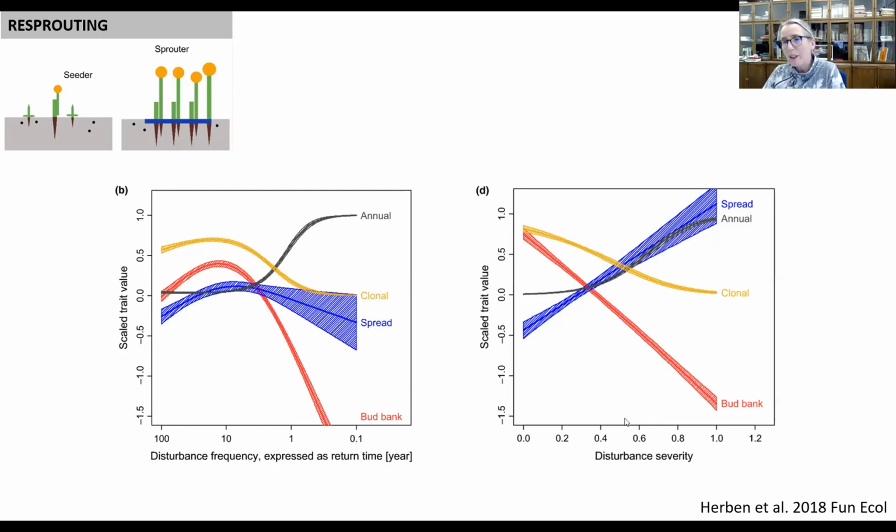According to the disturbance severity gradient, you can see again annual plants increasing, clonal plants decreasing, bud bank is decreasing from the beginning, but lateral spread is increasing. So it is the same result I have shown for arable land, where there is very large lateral spread.